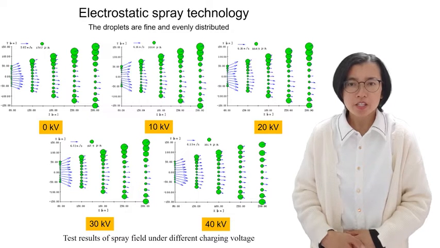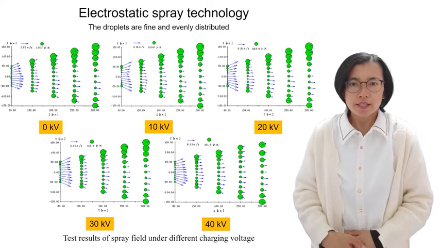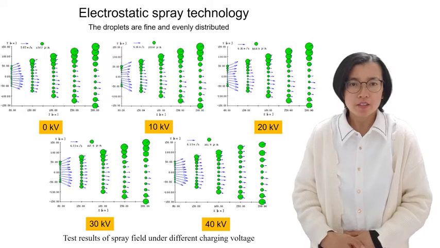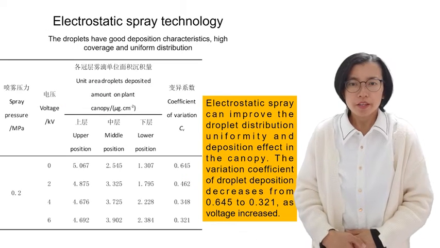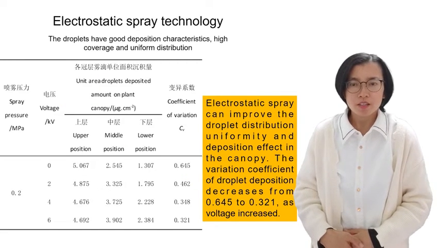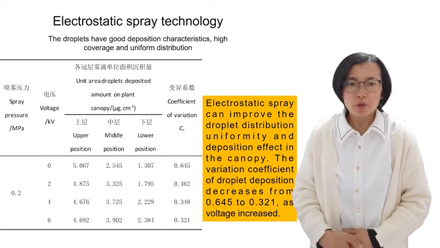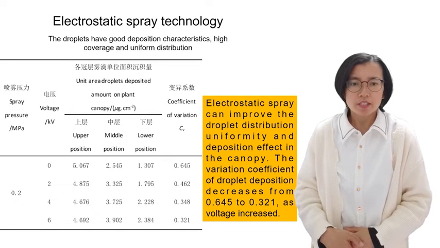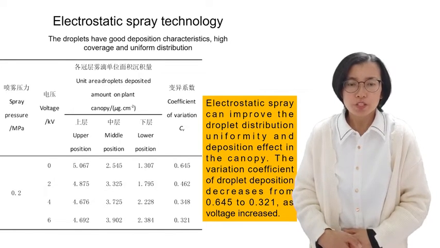Analyzing this image, we can learn that with the increase of the voltage, the droplets are becoming finer and finer and are distributed evenly and uniformly. Here is some more data about the experiment. From this table, we can learn that electrostatic spray can improve the droplet distribution and the deposition effect in the canopy. The variation coefficient of droplets decreased from 0.6 to 0.3 as the voltage increased.